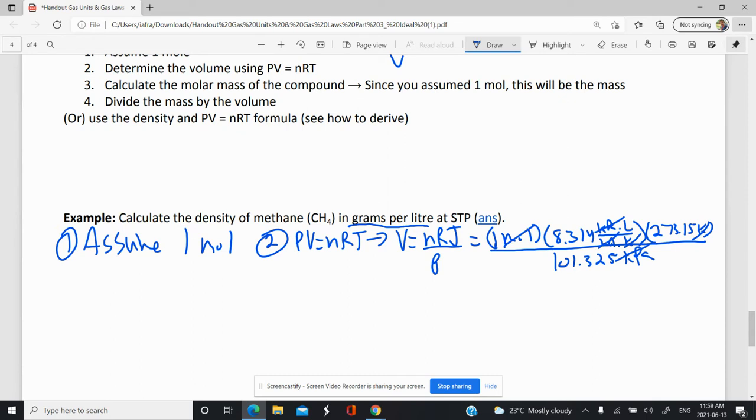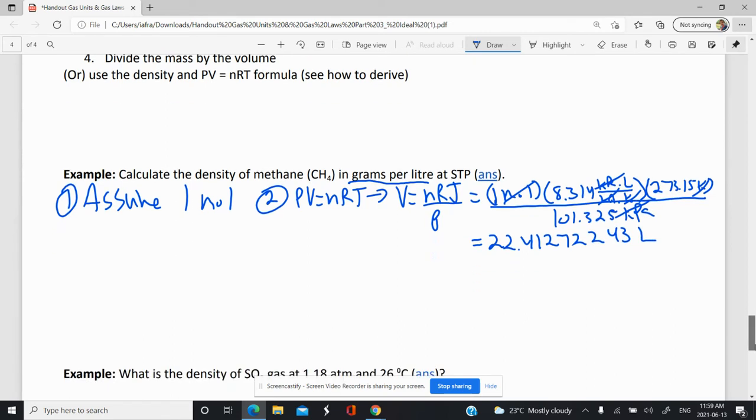So 1 times 8.314 times 273.15 divided by 101.325, and you get approximately, I'm going to write all the digits down, 22.41272243 liters. Now, that is our volume, and it's interesting, this works out to our molar volume. Remember, 1 mole of any gas at STP would be 22.41272243 liters. So if you remember your molar volume concept and you assumed 1 mole, you could have skipped all these steps and simply said, at STP, 22.4 liters is what our volume should be. So that's roughly what we get there, which makes sense.